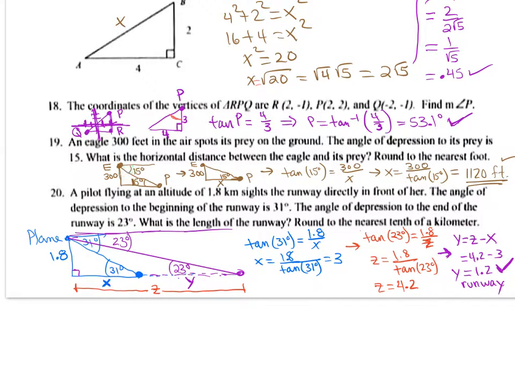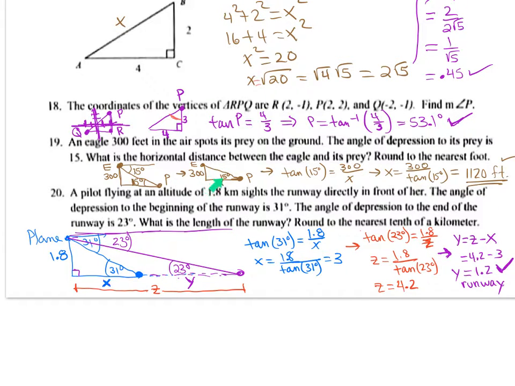Well, the angle of depression is not this angle up here inside the triangle. It's the angle from the horizontal down to the hypotenuse. So that angle is 15, which is outside of the triangle. That means that the angle down here where P is also 15, because these would be alternate interior angles. So that's 15 degrees. This height would be 300, because that's the height of the eagle.